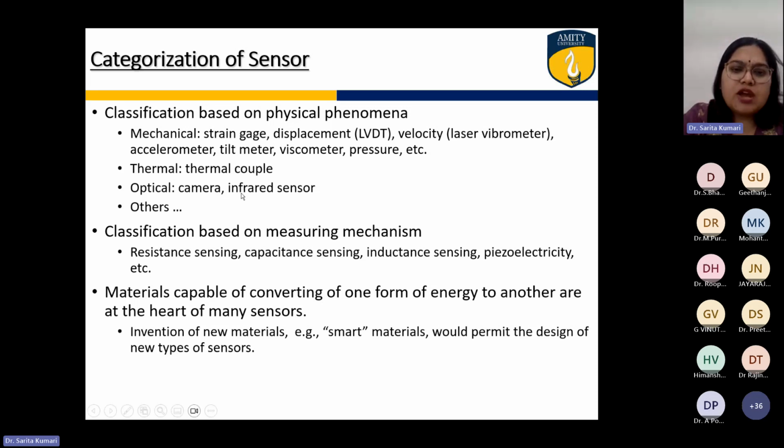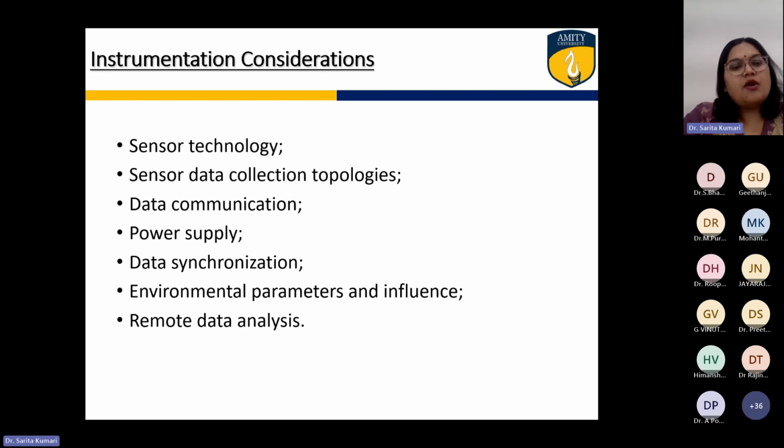Now, classification based on measuring mechanism: resistance sensing, capacitance sensing, inductance, piezoelectricity, etc. So these are the different ways by which we design sensors. Then we have materials capable of converting one form of energy into another form. The invention of new materials or smart materials will permit the design of new types of sensors. So these are the working principles based on which we can design the sensor.